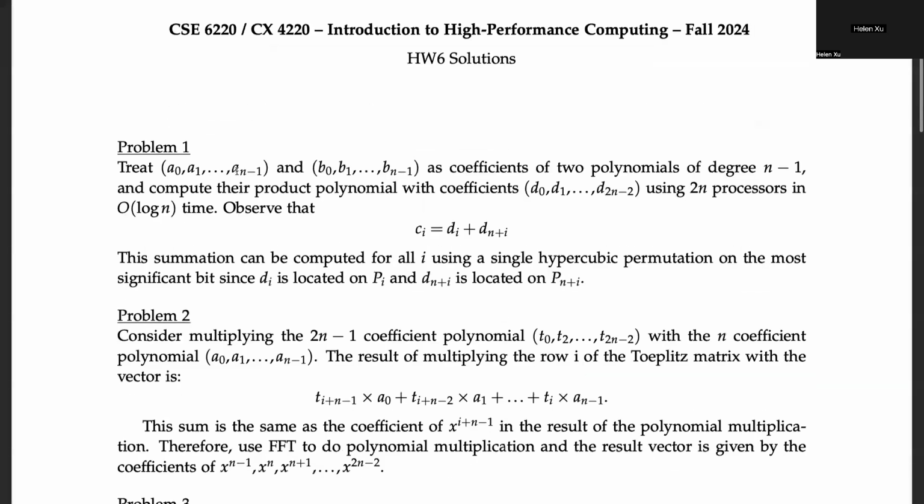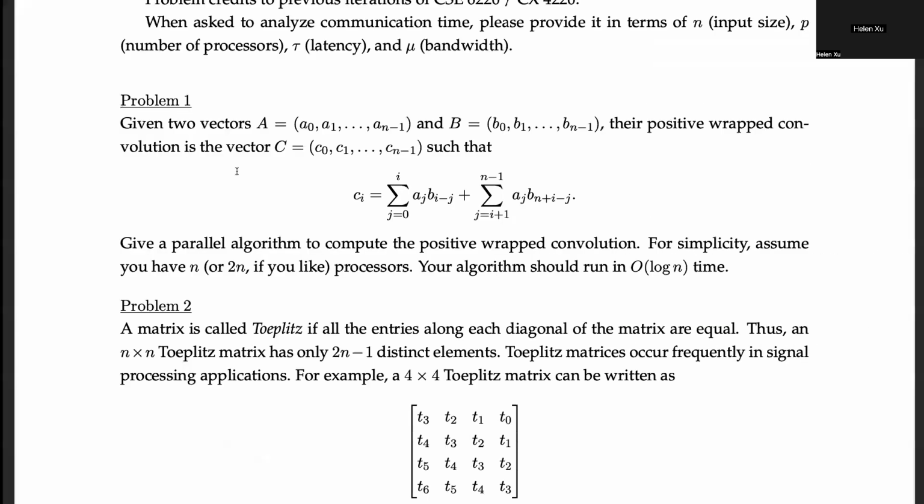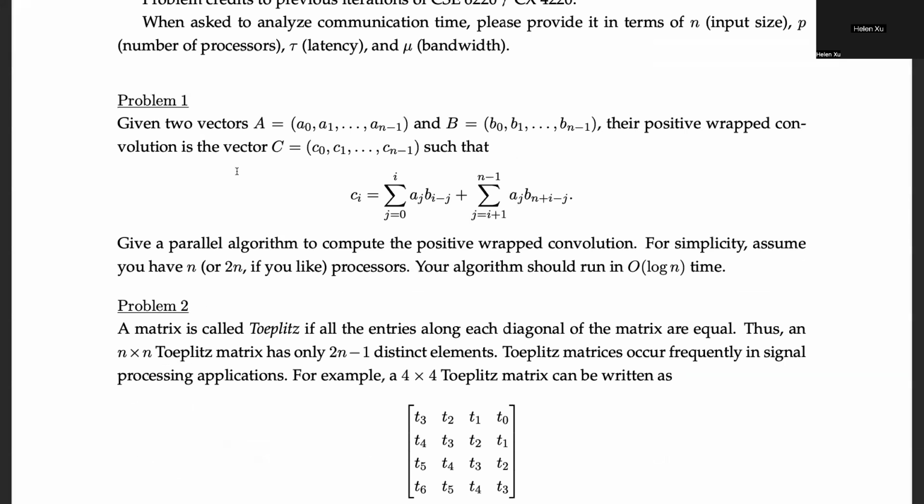So, to recap, this question is: you have two vectors, a0 up to a_{n-1} and b, which is b0 up to b_{n-1}, and you want to compute this output vector c, c0 up to c_{n-1}, where it's defined as this. So c sub i is the sum of j up to i, where i is ranging from 0 up to n minus 1.